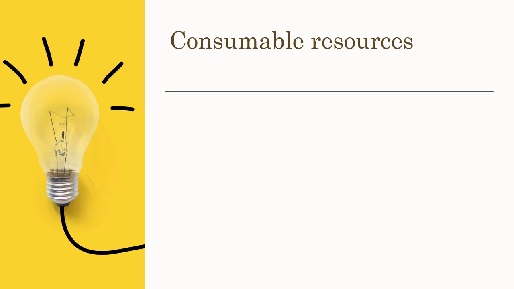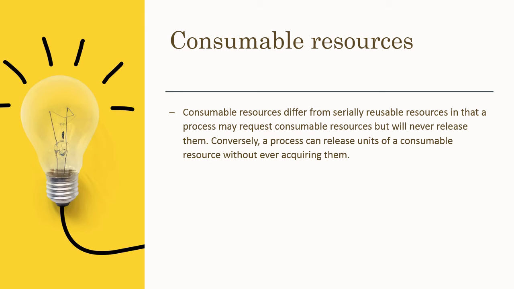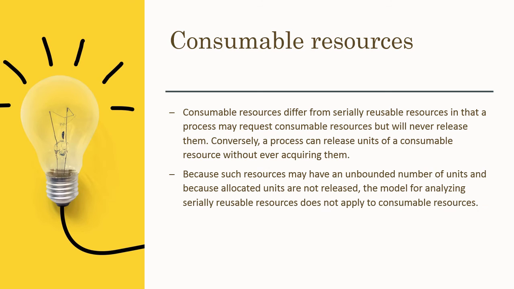Consumable resources. Consumable resources differ from serially reusable resources in that a process may request consumable resources but will never release them. Conversely, a process can release units of a consumable resource without ever acquiring them. What kind of a process will this be? This will be the producer of a consumable resource.